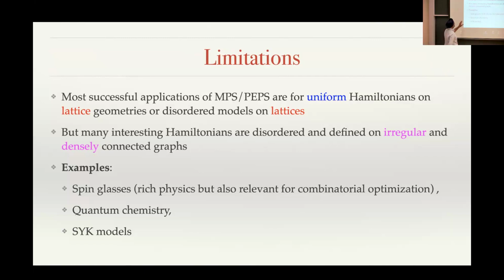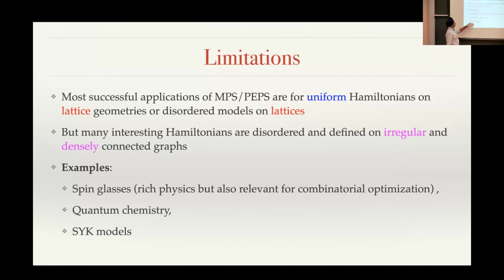Okay, but we know there are many interesting Hamiltonians that are defined on irregular and densely connected graphs. Here are three examples. Spin glasses. They have rich physics, but they're also relevant for what is called combinatorial optimization. This is a class of classical optimization problems that are also relevant for many problems in the industry. And then quantum chemistry. So here the basic degrees of freedom are actually orbitals, which don't have spatial ordering. And there's a lot of crosstalk because of the underlying long-range electronic interactions.